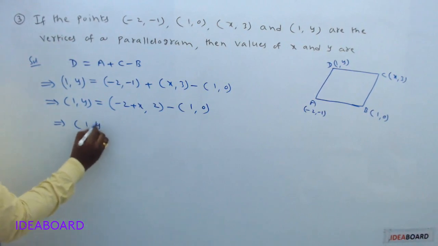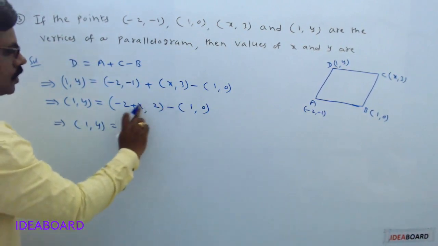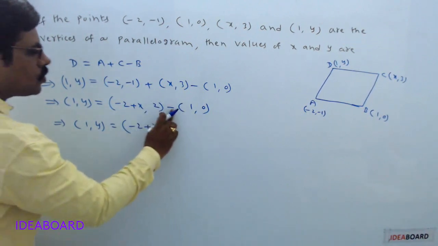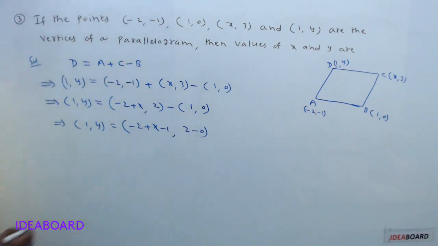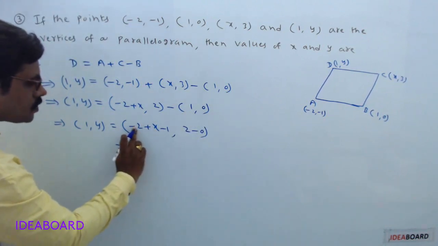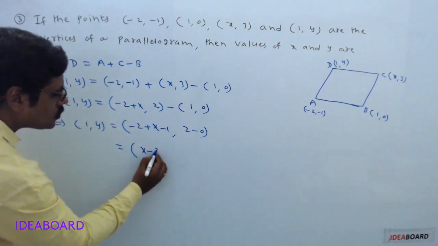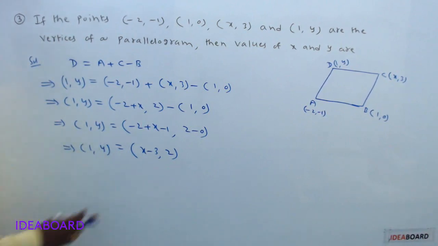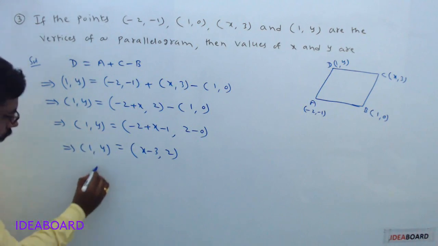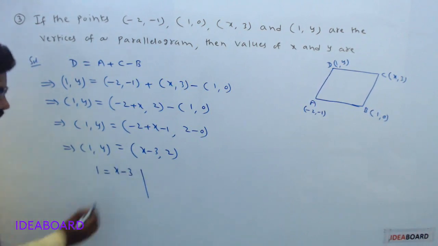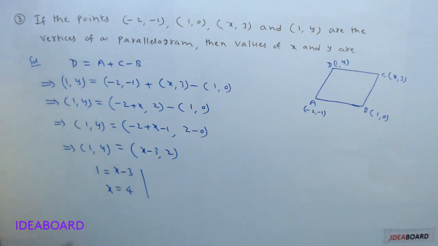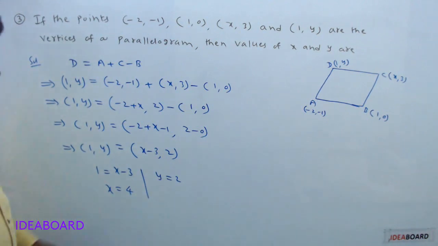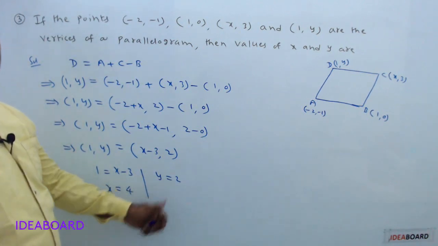Now again (1, y) equals, subtracting the corresponding coordinates, (-2 plus x minus 1, 2 minus 0). Now this is equal to (x - 2 - 1, ...) so (x - 3, 2). It is (1, y). Now equating the corresponding x coordinates, 1 equals x minus 3. From this, x equals 4. By equating y coordinates, the y value is 2. So therefore x value is 4, y value is 2.